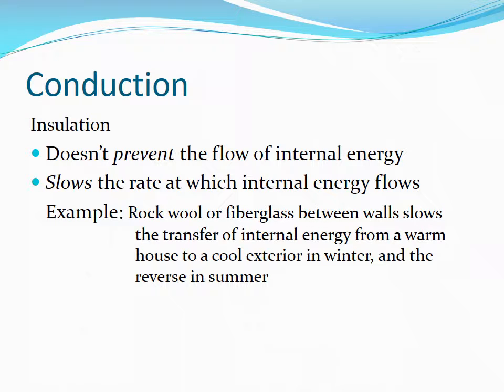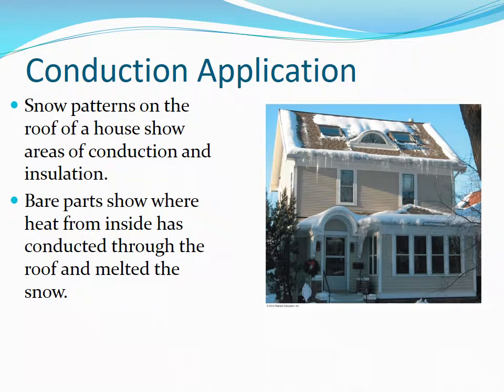Insulation doesn't prevent the flow of internal energy. It merely slows the rate at which internal energy flows. Rock wool or fiberglass between walls slows the transfer of internal energy from a warm house to a cool exterior in winter, and the reverse in summer. Snow patterns on the roof of a house show areas of conduction and insulation. Bare parts show where heat from inside has conducted through the roof and melted the snow.